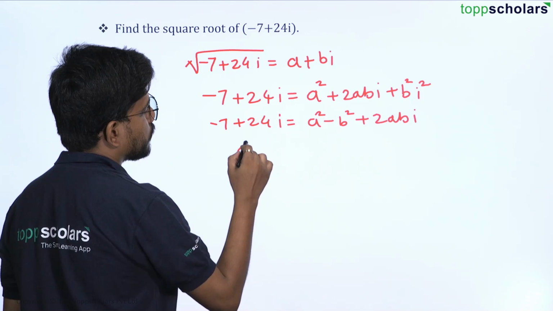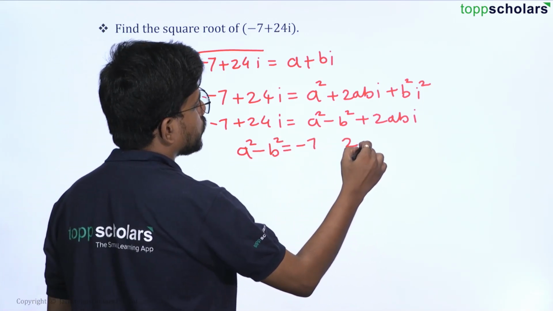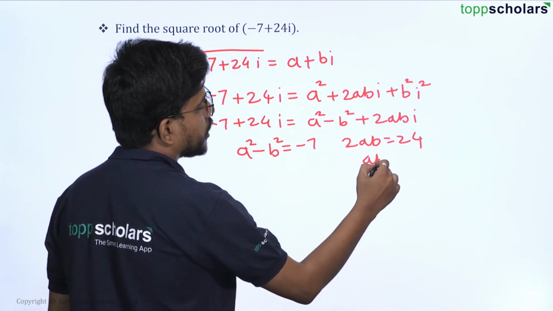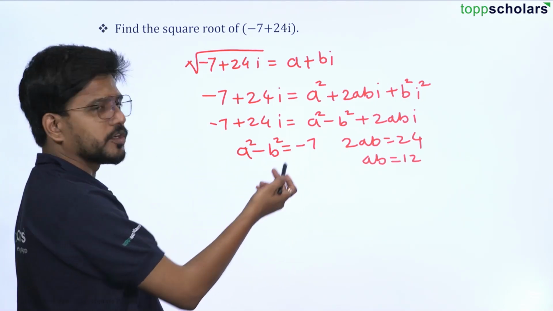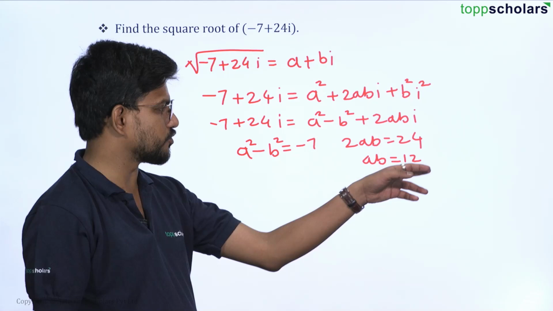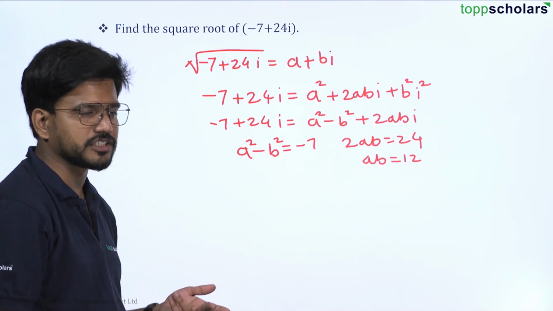So your value of a square minus b square is minus 7 and 2ab equal to 24. So your value of ab equal to 12, and a square minus b square has to be minus 7. So you can solve this by putting the value of b as 12 by a in this and then solving the quadratic equation. I will tell you a faster method.